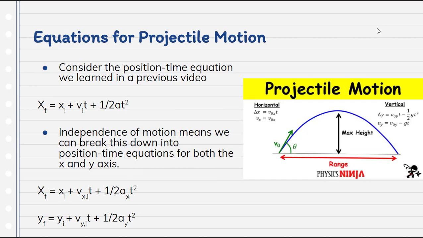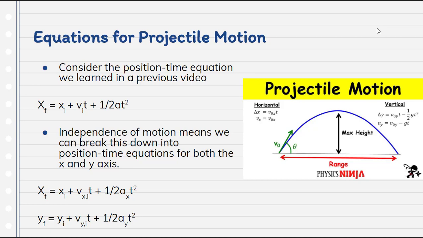So what I'd like you to do is to consider the position time equation we learned in a previous video. This should look fairly familiar to you. Independence of motion, just like independence of distance, means that we can break this down into position time equations for both the x and the y axis. So if we have information about just horizontal movement or vertical movement, we can break this down into the information below and then work to solve for some of the other unknown variables.